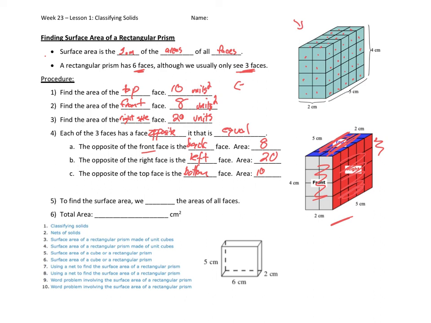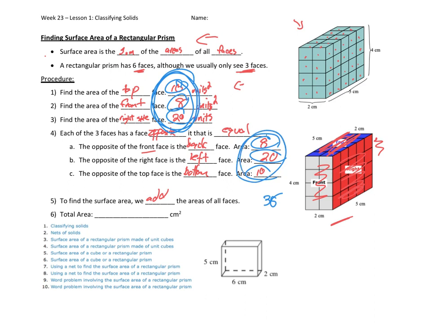So the full area of this rectangular prism, we have to add the areas of all the faces. So now we have to go back and we have to do 10 plus 8 plus 20 plus 8 plus 20 plus 10. We add them all up. Or we could add what we see, and we'll talk more about that tomorrow, add all these up, 38, plus add what you don't see, 38, for a total of 76 square centimeters.